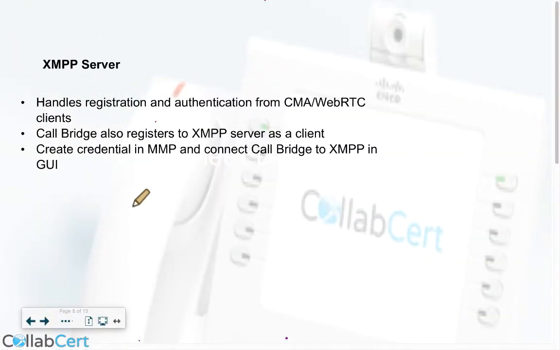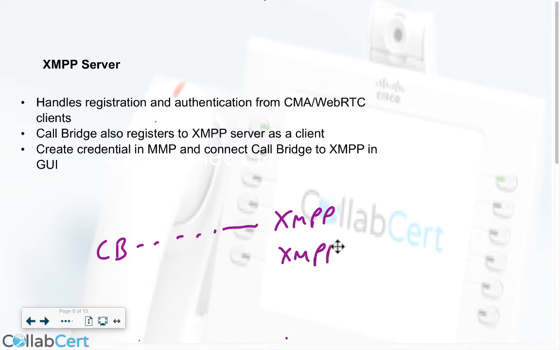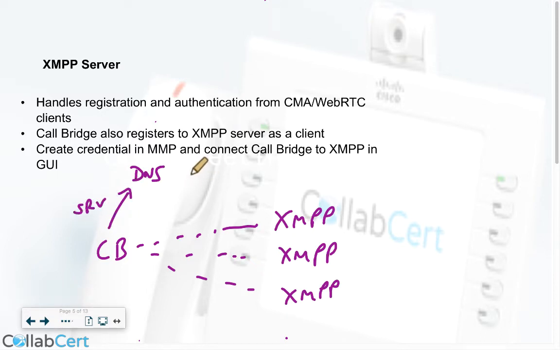So when you come to register the core bridge to the XMPP server inside the GUI, if you have resiliency, you can't statically define an IP address. It will use a DNS server and do a service location lookup to register to either one of those. And we would need the _xmpp-component._tcp.domain.